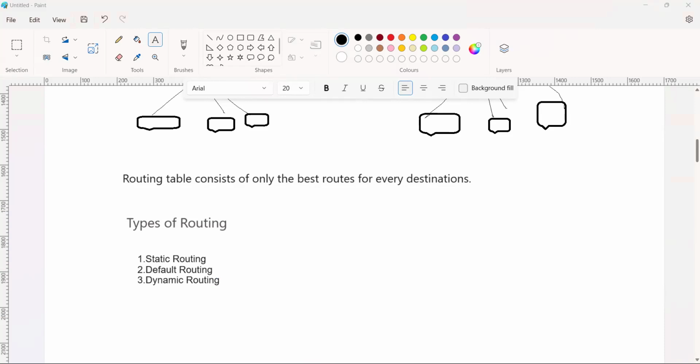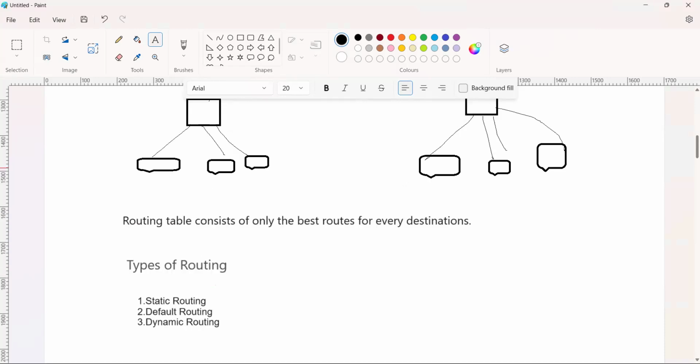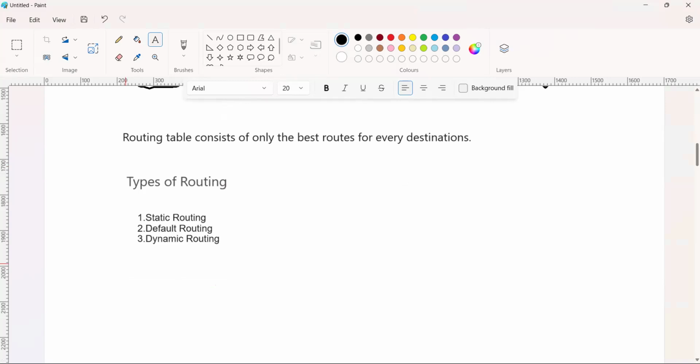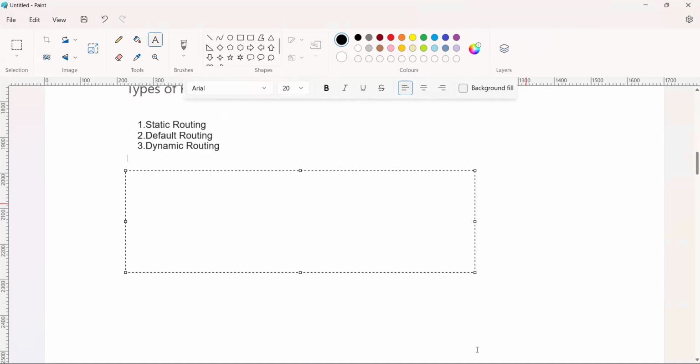So we have three types of routing here. The first one is static. Guys, if you have any questions, ask me in between also.